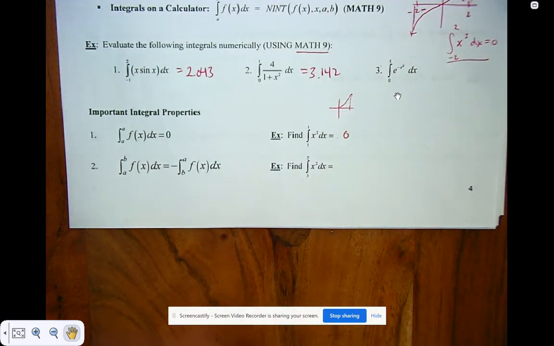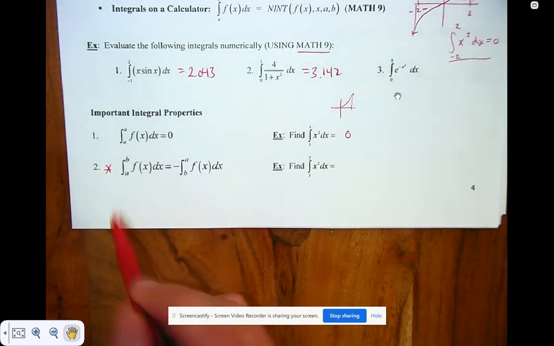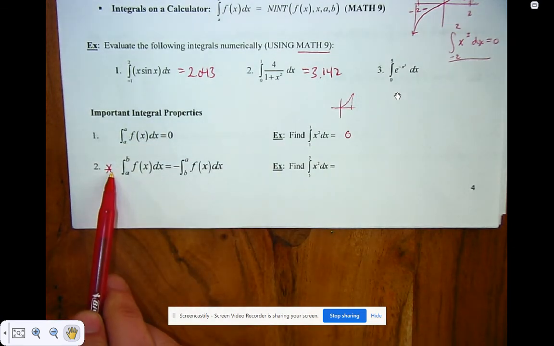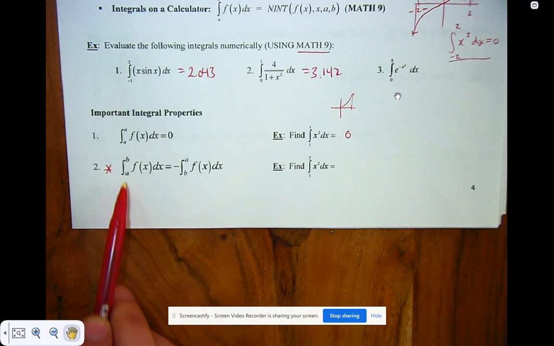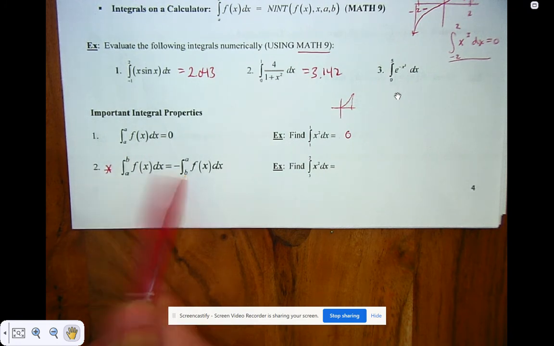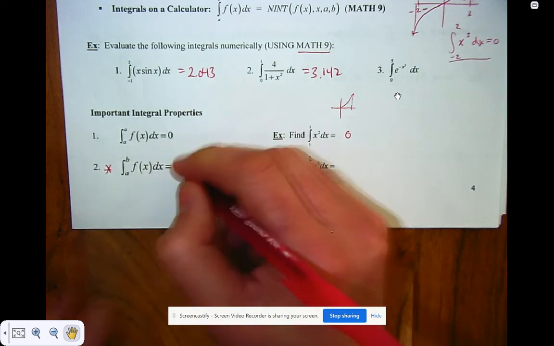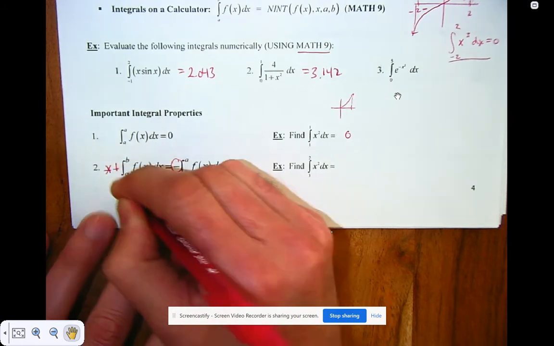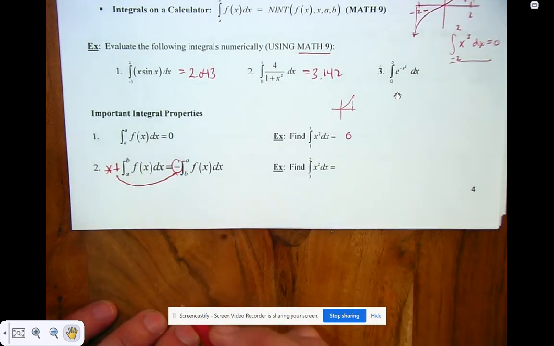Okay. And then this one, they use this a lot, you guys. It's not complicated. You just have to remember it. It's just something you memorize. If you go from A to B, you're allowed to switch those bounds, right? Take A and B and switch them. Make it go from B to A. If you switch your bounds, right, you have switched from a positive to a negative.